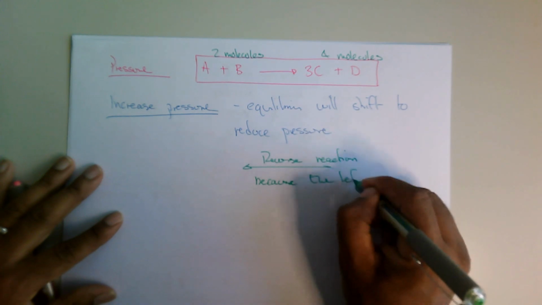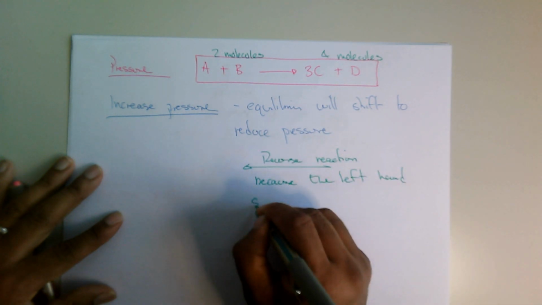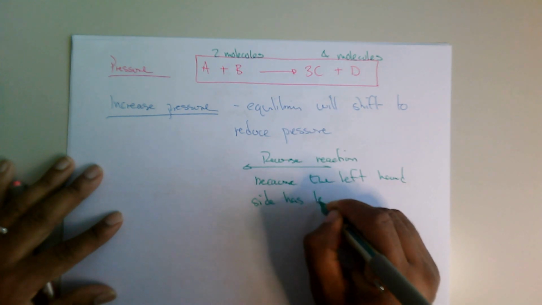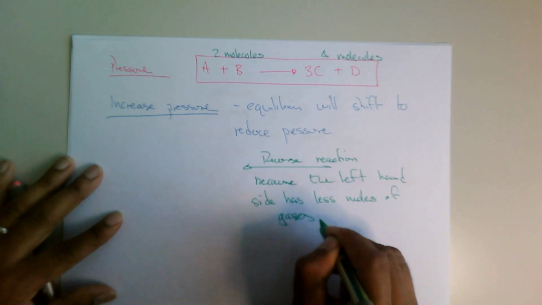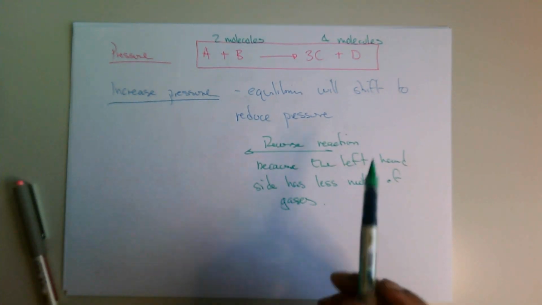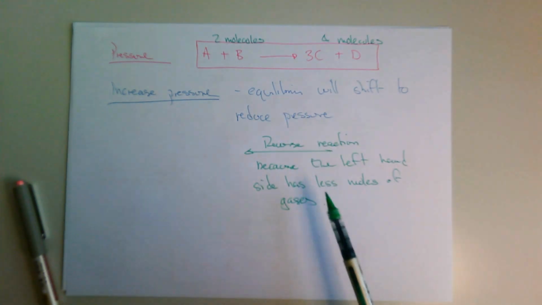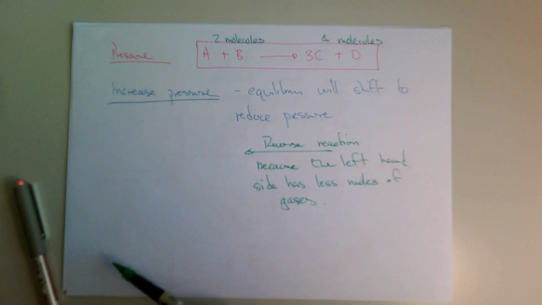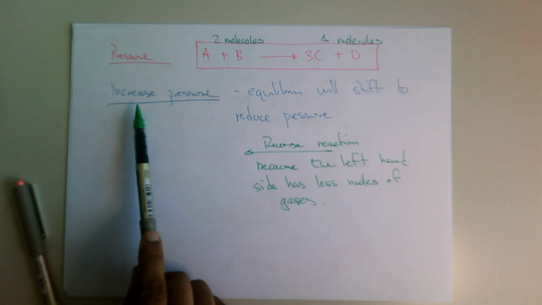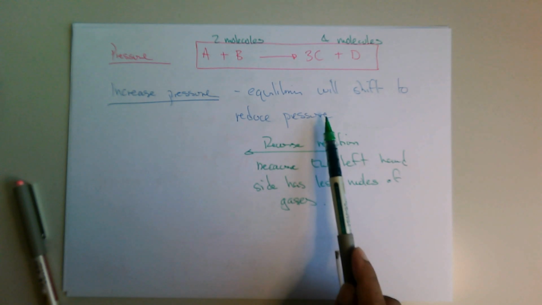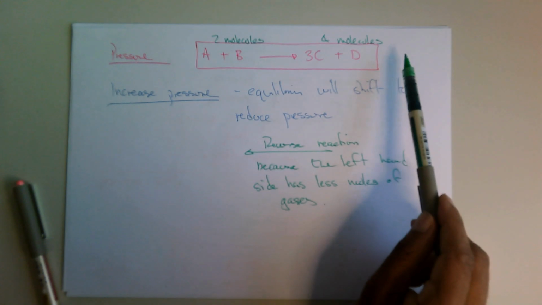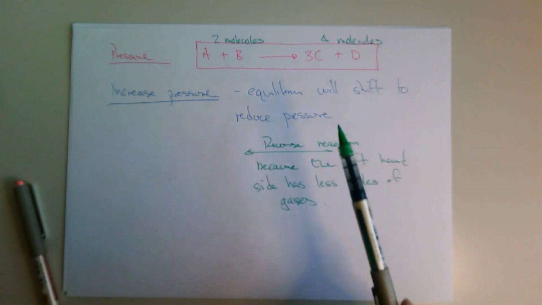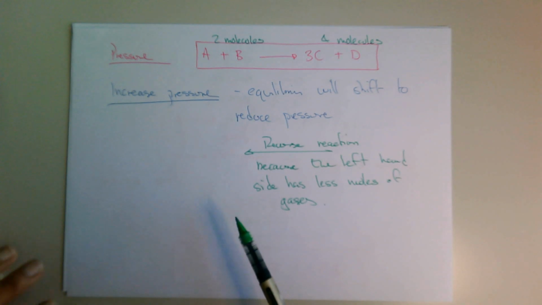The reverse reaction will reduce pressure because the left-hand side has fewer moles of gas. That side has fewer moles of gas because 4 molecules become 2 molecules, so more of the reverse reaction will happen and that will reduce the pressure. And when you reduce the pressure, the equilibrium will shift to try and increase the pressure. In order to increase the pressure, the forward reaction is encouraged because there are more moles of gas on the right-hand side. Again, what I haven't talked about is endothermic or exothermic.